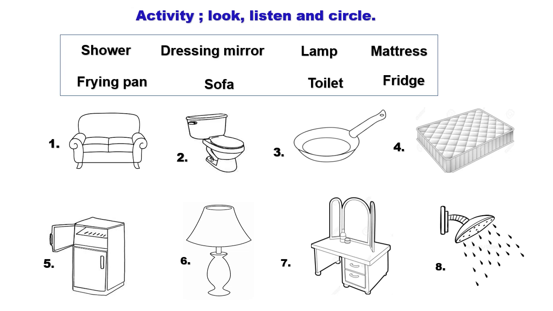Shower is picture number 8. Dressing mirror is picture number 7. Lamp is picture number 6. Mattress is picture number 4. Frying pan is picture number 3. Sofa is picture number 1. Toilet is picture number 2. Fridge is picture number 5. Did you get them right?